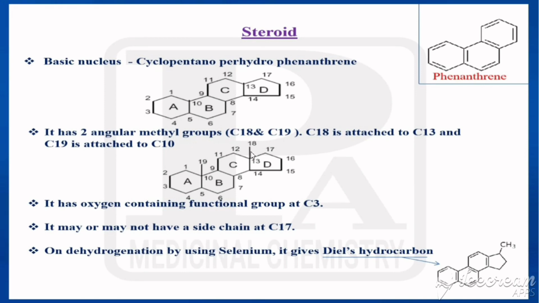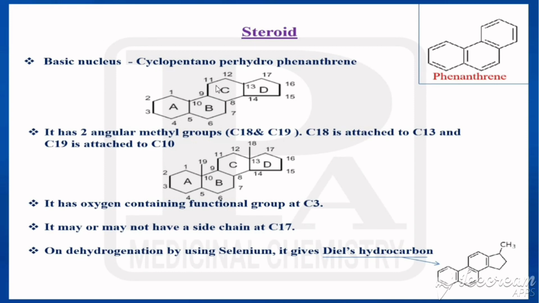cyclopentanoperhydrophenanthrene. It is having two angular methyl groups at 18 and 19. 18 is attached to 13 and 19 is attached to 10. And at third carbon, it should have an oxygen containing functional group. And at 17th carbon, it may or may not have a side chain. Last point is on dehydrogenation by using selenium, that will give Diels hydrocarbon.